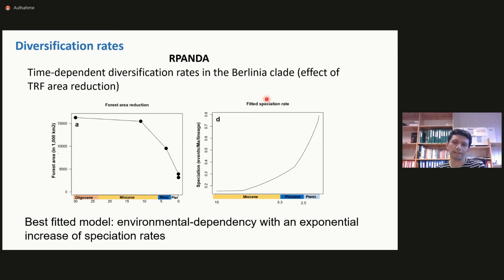And then once you have that, you can associate that with any environmental factor that you want to test. In this case, we wanted to test this forest area reduction. So we used this geothermal estimation of area covered since the past to test if there was any association between the reduction of the forest and the diversification rate at the clade level, so the entire Berlinia clade. And we found that the best fitted model is an environmental dependency with exponential increase. So there is no association: as the forest was decreasing, there was not a reduction of diversification in the group. So the reduction of the area available for these species promoted diversification.